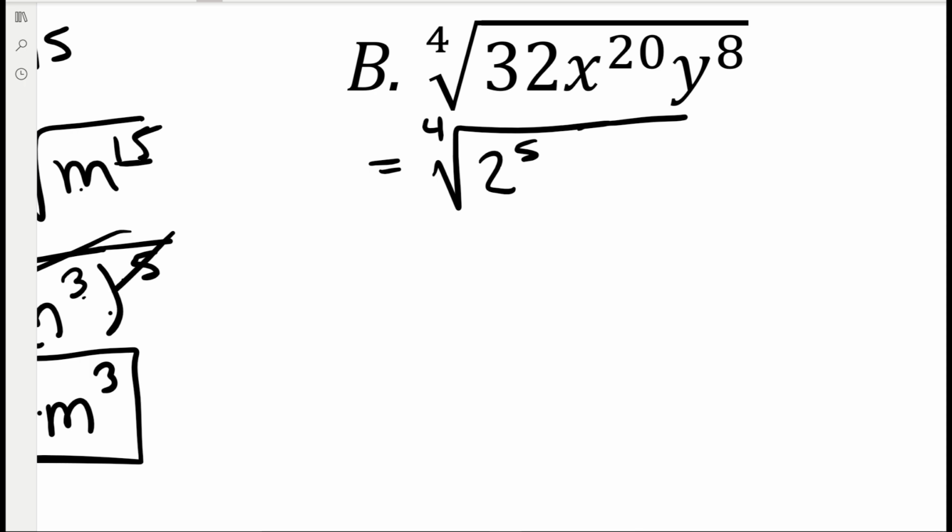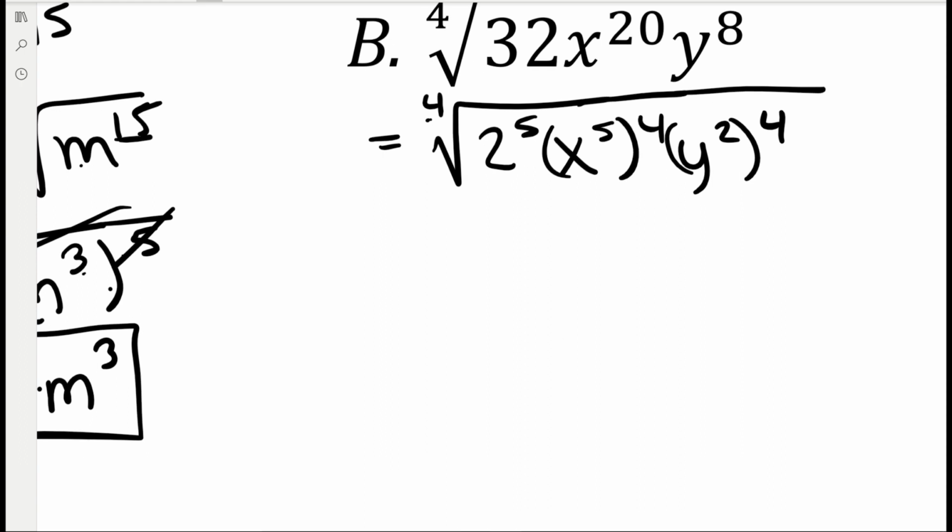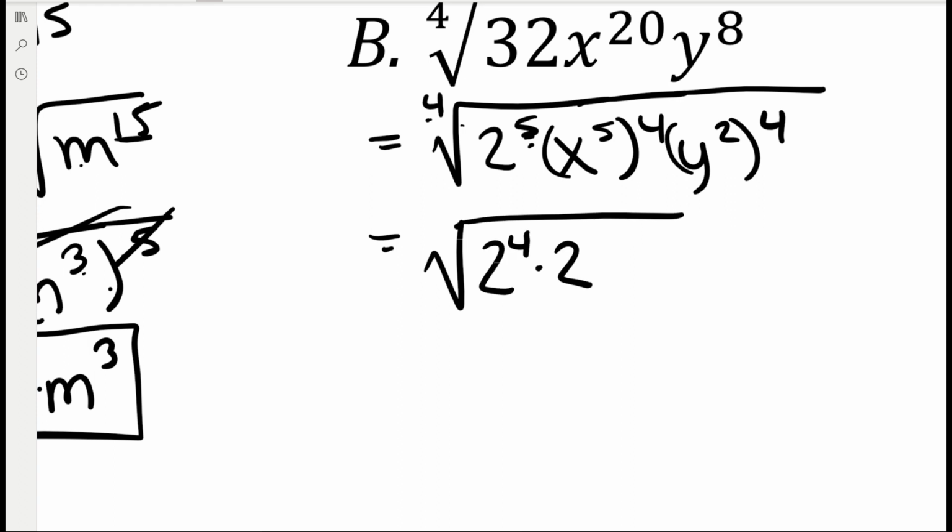And let's go ahead and rewrite this. X to the 20th, there are 5 4s in 20, right? So we can write this as x to the 5th raised to the 4th power, because I want the 4 to match that 4 there. And then for the y, I can write it as y squared to the 4th power, because 4 times 2 is 8. And therefore they match, and so it works out perfectly. Okay, so now what I need to do here is notice that the 5s do not match here, right? And so what we need to do is split that 2 to the 5th as 2 to the 4th times 2, because 2 to the 4th times 2 to the 1 is 2 to the 5th. Okay, and then that will work out nicely for that purpose.